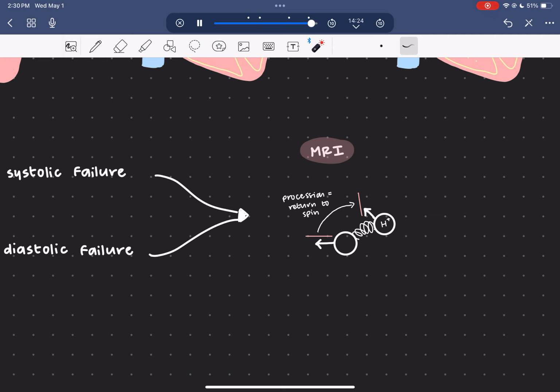And so just to understand the background of MRI, we're going to have hydrogen molecules, and they're going to kind of reflect and shift here, looking at this little drawing I have going on. And so precession occurs, and that just means that it returns to spin. And that's what's going on here. The hydrogen molecules are just reflecting to allow imaging, or for us to see the imaging of the heart.